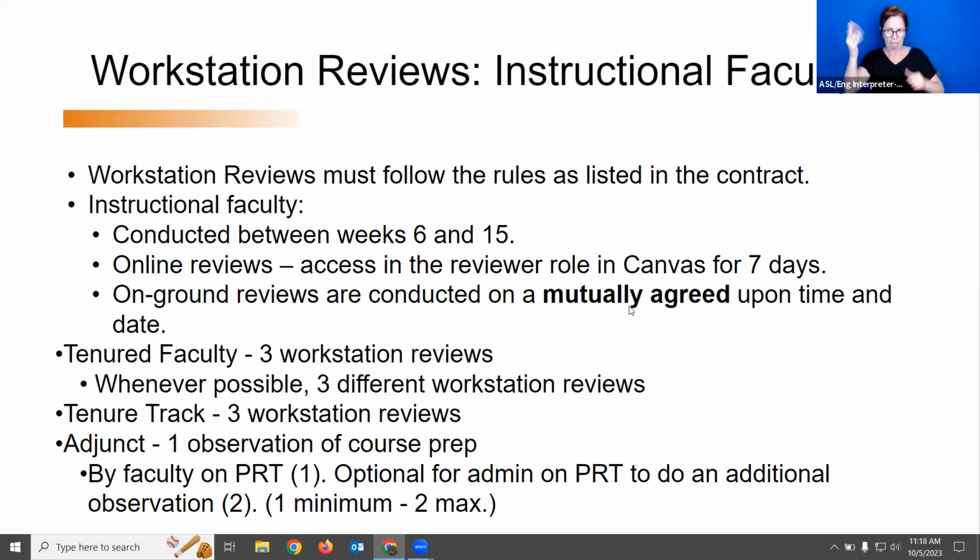So let's talk workstation reviews. And I'll start with instructional faculty. Workstation reviews must follow the rules as listed in the contract. And so for instructional faculty, classroom, online and in person, it is conducted between weeks 6 and 15.